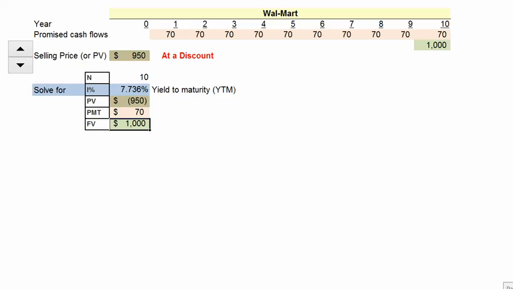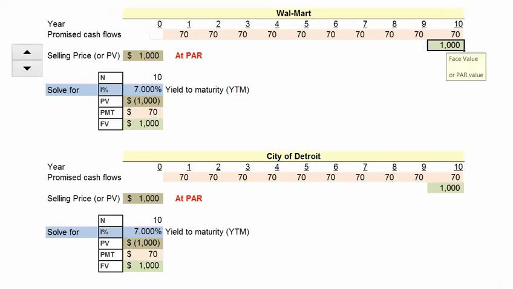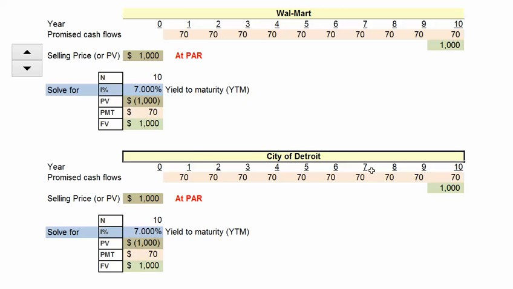Let's go ahead and consider and compare two bonds. In this example, we have Walmart promising to pay us $70 a year for 10 years and a $1,000 face value. And we also have the city of Detroit making that same promise. Now, if we thought both of these promises were worth just as much, in other words, each one had the same likelihood of not defaulting on their promise, and everything else was the same, we perceive them to have the same risk, both bonds would sell at the same price.